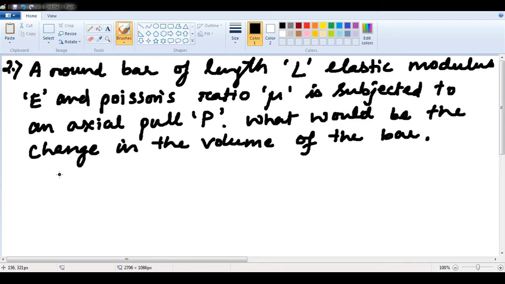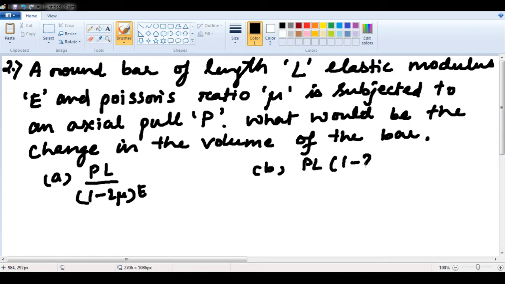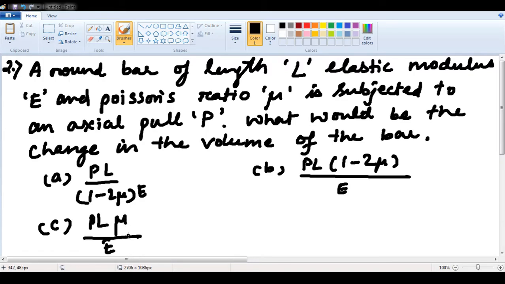And the options are: A, PL by (1 minus 2 mu) E. B option is PL(1 minus 2 mu) by E. Option C is PL mu by E. And option D is PL by mu E.